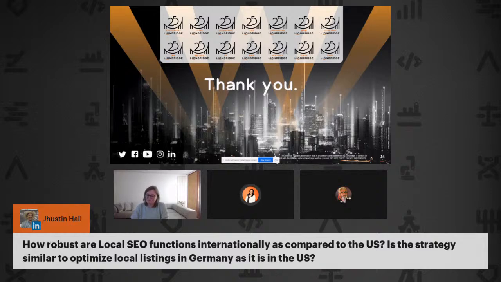How robust are local SEO functions internationally as compared to the US? Is the strategy similar to optimize local listings in Germany as it is in the US?